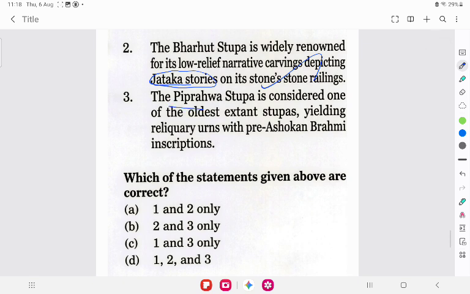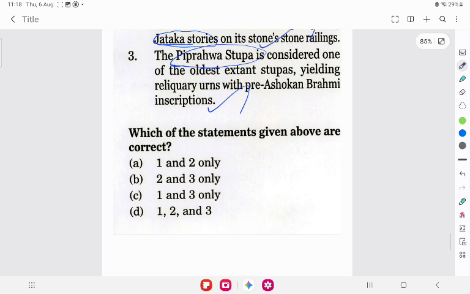The Piprahwa Stupa is considered one of the oldest extant stupas, yielding reliquary urns with the pre-Ashokan Brahmi inscription. Yes, this statement is also correct. So the correct answer is D, 1, 2 and 3.